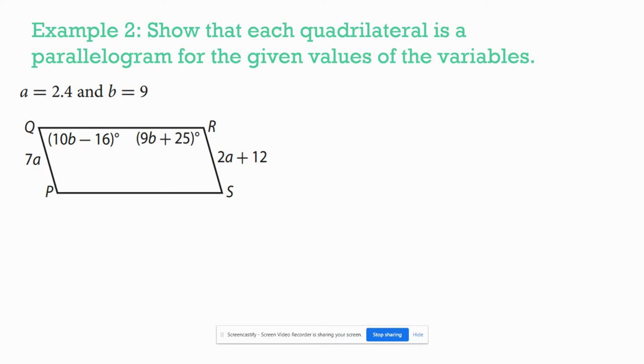Because I've been told that this is a parallelogram, I know that the sides opposite of each other are congruent. So in order to solve for A, and to check that A is 2.4, I need to solve the following equation. Sorry, this is a plus. So I'm setting 7A equal to 2A plus 12. I'm going to solve for A by subtracting 2A on both sides, and then I'm going to divide 12 by 5.